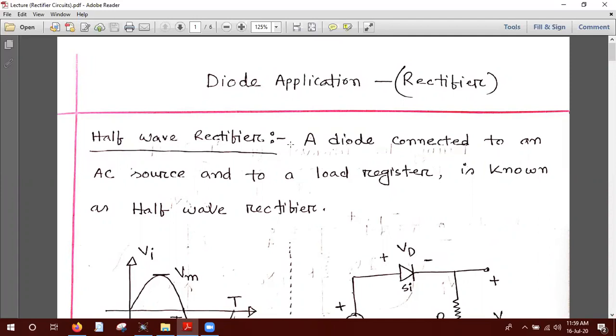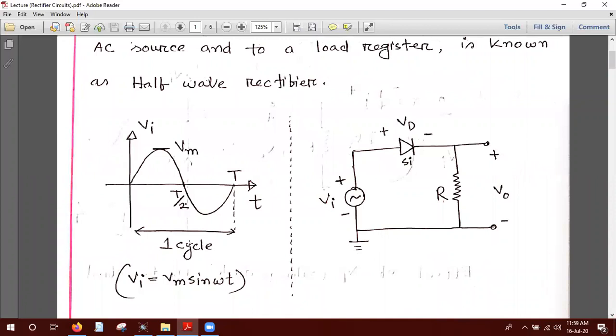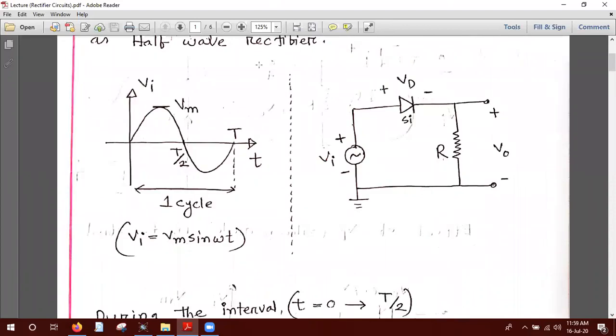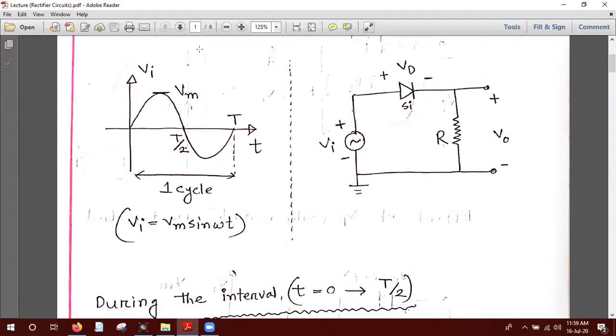Okay, my students, if you remember, we studied the half-wave rectifier and the full-wave rectifier. What does rectifier mean? The rectifier is basically a circuit where the input is an AC signal, and in the output we get a DC signal. So to convert from AC to DC, we use a rectifier circuit. And rectifier circuits might be of two types: one is the half-wave rectifier, another one is the full-wave rectifier.